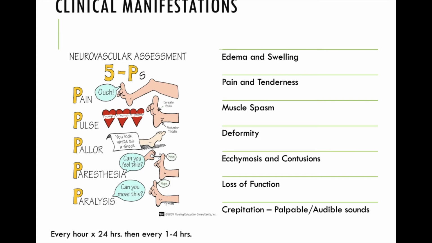So the 5Ps is, does the patient feel any pain? Does the patient have a pulse? Is the patient's skin pale compared to the other extremity that is not fractured? Does the patient have paresthesia? So by this, you're going to be basically poking their skin or touching them and asking them if they feel that. And then does the patient have paralysis? So you're going to tell the patient to move the extremity.